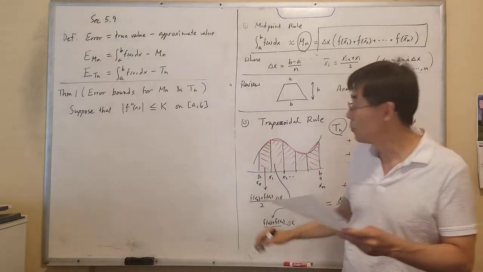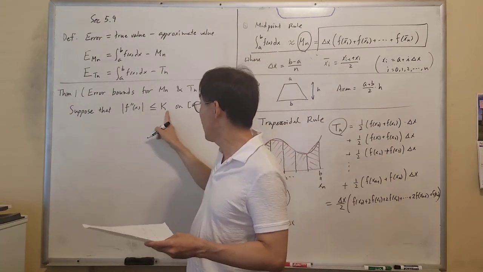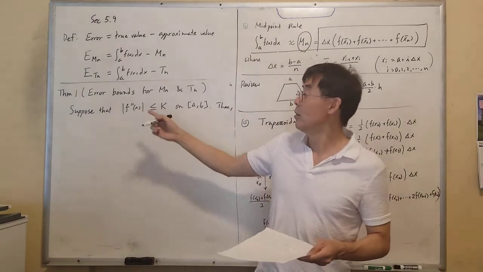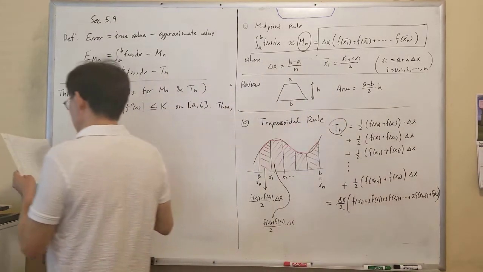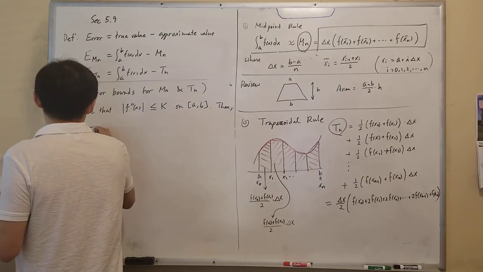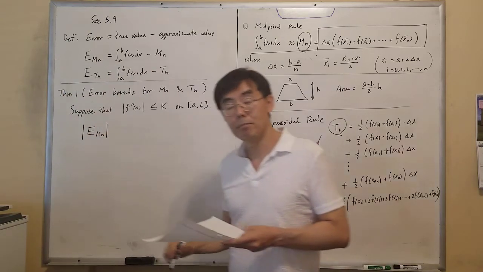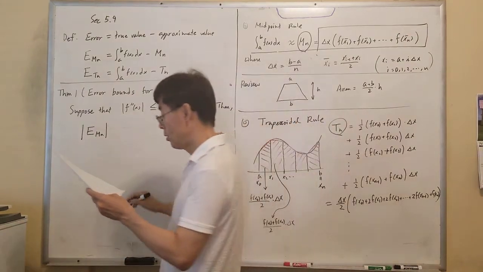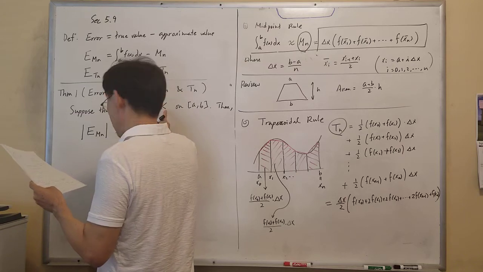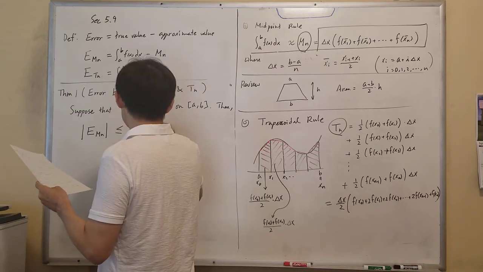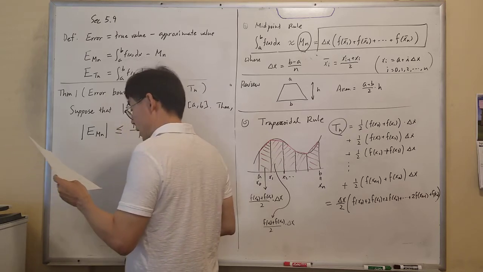Okay? Then, see? So k is the maximum possible value of the second order derivative on this interval. Then, the absolute value of the error from the midpoint rule will be less than or equal to k times (b minus a) to the third over 12 n squared.